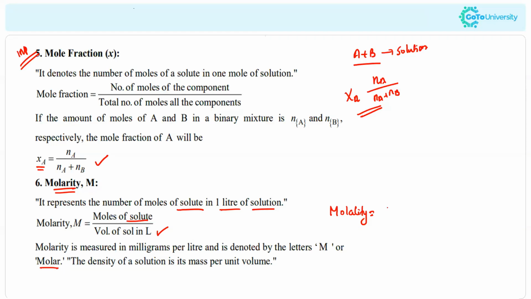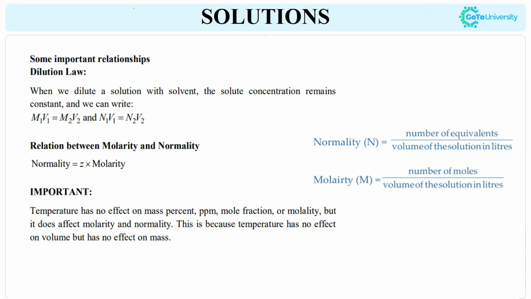Okay. So number of moles of solute, n, divided by mass of the solvent, mass of solvent in kilogram. That is molality. Okay. So this is the difference between molarity and molality. In molarity, we are using the volume of the solution, and in molality, we are using the mass of the solvent. Okay. Now another important rule from this chapter, or another important law, that is dilution law.